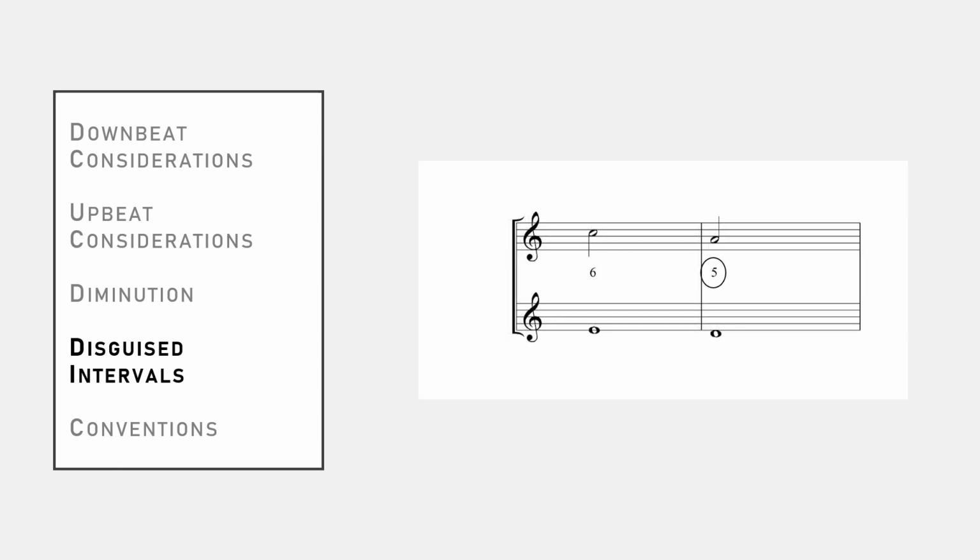There are cases, though, when the upbeat can disguise what would otherwise be a voice leading error between downbeats. Here we have a sixth that moves in direct motion to a perfect fifth, which would be incorrect in first species. If we write in the note G on the upbeat, we can disguise the voice leading error.